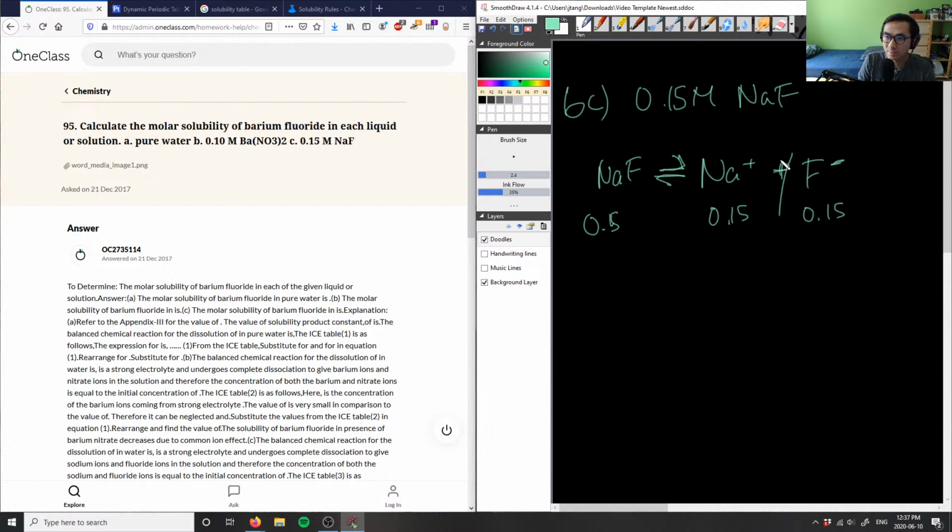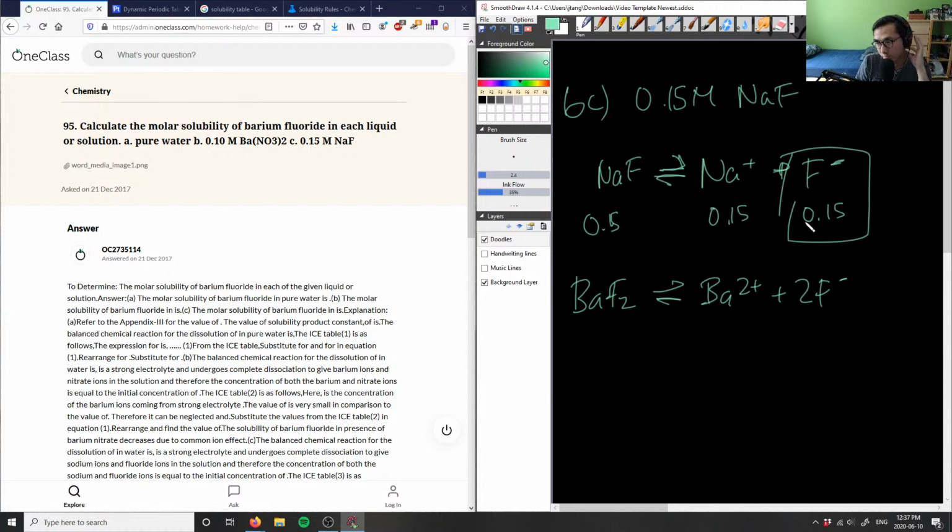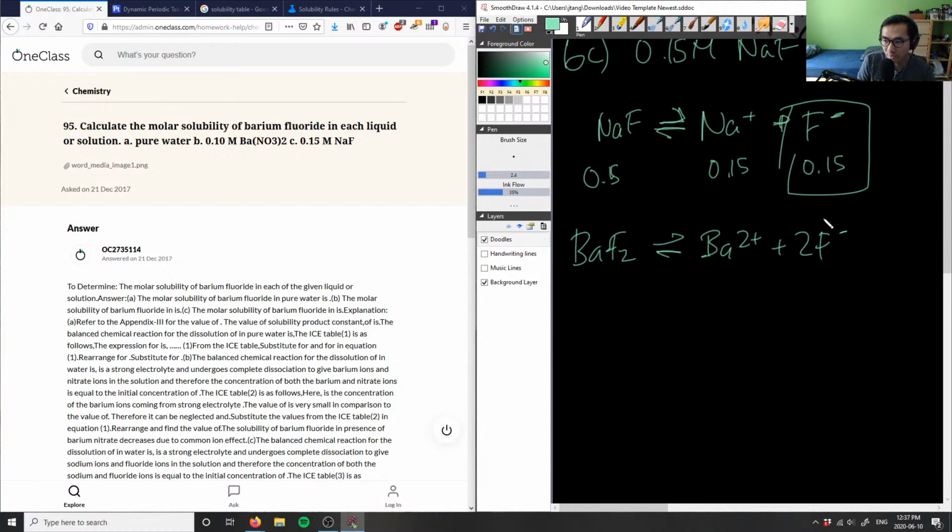So what I can do now is I'm focused on this guy here, right? Because I need to relate it to my barium fluoride. So again, this is BaF2, Ba2 plus and 2F minus. And if one F minus is 0.15 here, what I can say is that 0.15 also exists in this solution as well. So this here is 0.15, right? And this here would be 0, and I don't know these guys here.